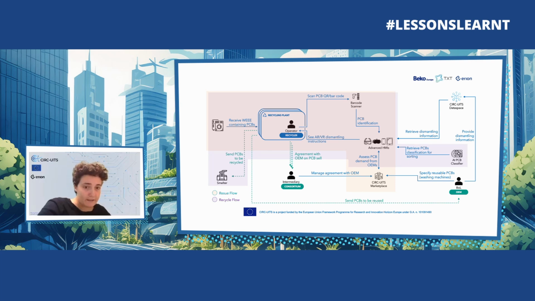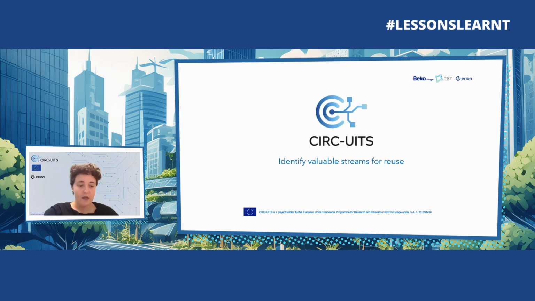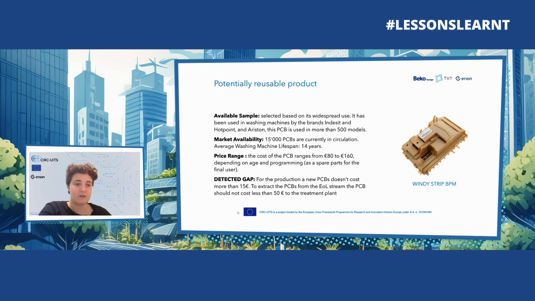Moving forward, we can start from the reuse flow, and for this flow, together with Beko, we decided to target a specific component, that is the windy strip BPM. This is because it is the most used PCB in Beko. It is used in more than 500 models, and it has been on the market for 10 years, so it will probably be close to the end of life soon. And the price range of the component is, of course, between 80 and 160 euros as a new part.